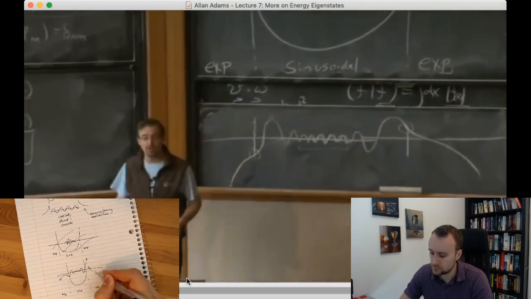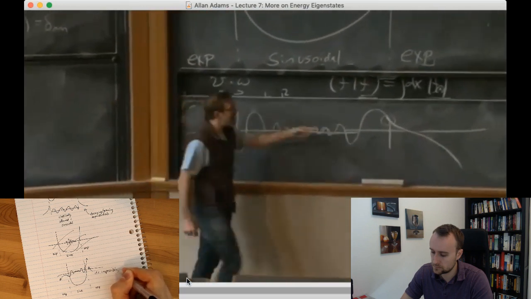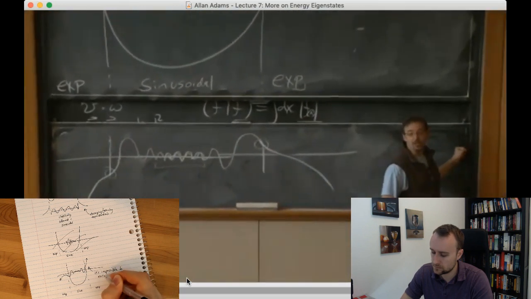Is this wave function allowable? No, because it does not satisfy our boundary conditions. Our boundary conditions are that the wave function must vanish out here, and it must vanish out here at infinity, in order to be normalizable. Here we failed.